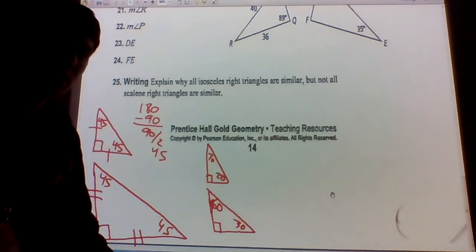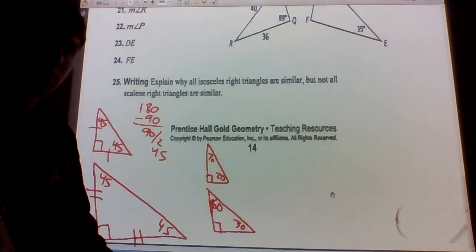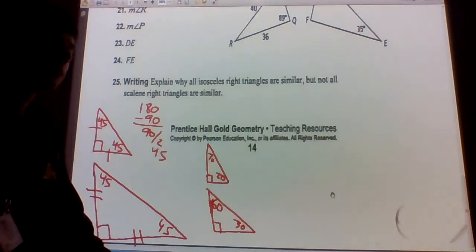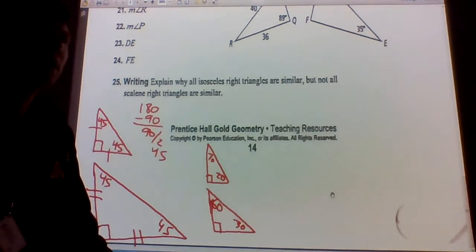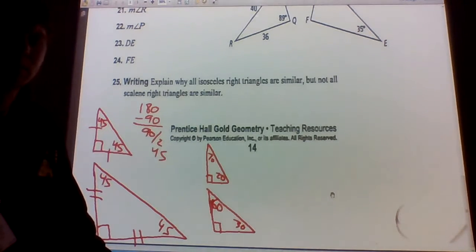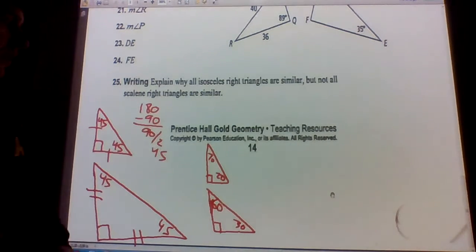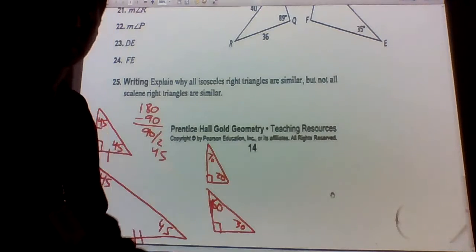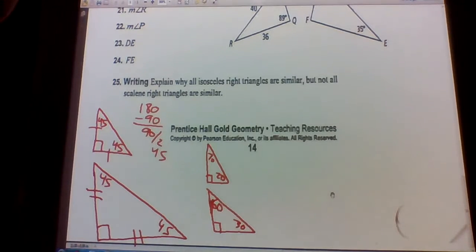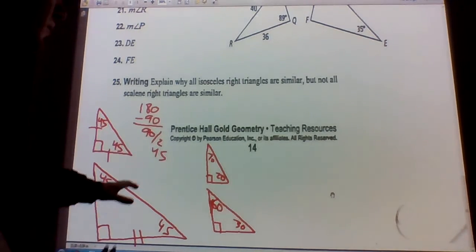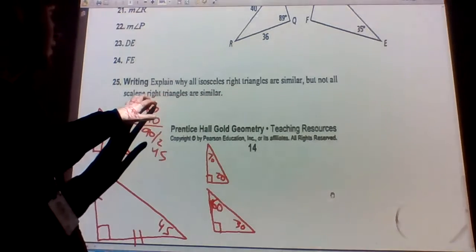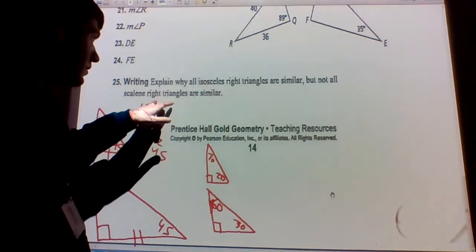Since the side lengths are all different, the angles are going to all be different, right? Because remember, the longest side is across from the largest angle, and the smallest side is across from the smallest angle. So if all the sides are different sizes, then they're going to be across from different angle measures. So our scalene triangles are never going to be similar. It says, but not all scalene right triangles are similar.